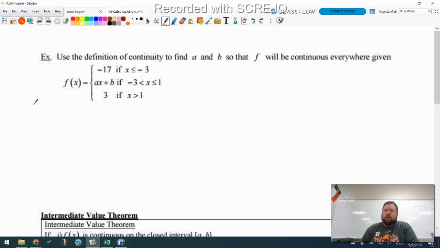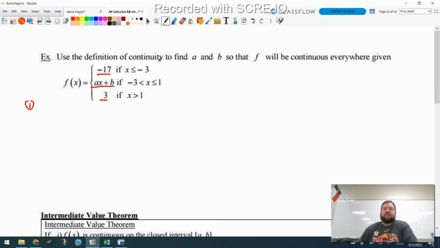Okay, so number 1. Anytime I'm thinking of a piecewise function, I just look at the function. So I have a horizontal line, I have a linear function, and I have another horizontal line. All 3 of these functions on their own are continuous everywhere. A horizontal line is continuous the whole time, and a linear function is continuous the whole time. There are no holes, there are no asymptotes, there are no jumps.